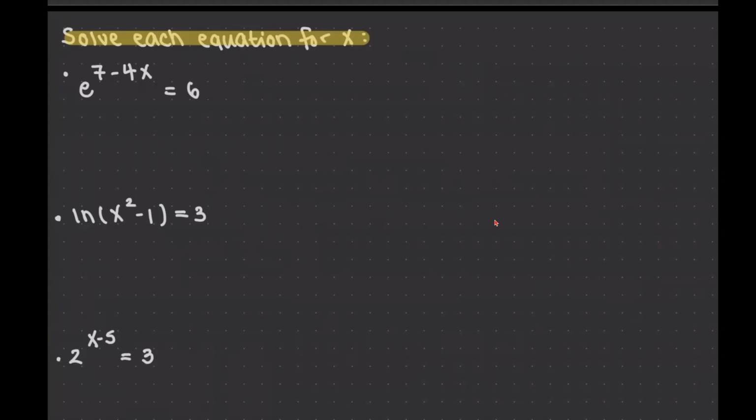So we have e to the 7 minus 4x is equal to 6. I'm going to take ln of both sides. So ln of e to the 7 minus 4x is equal to ln of 6. Then on this side, e and ln are inverses, so what we're left with is 7 minus 4x is equal to ln of 6.